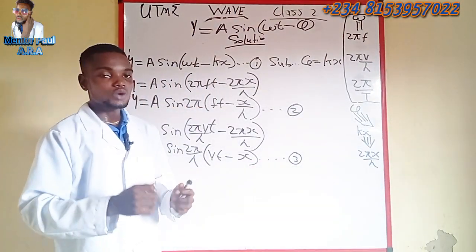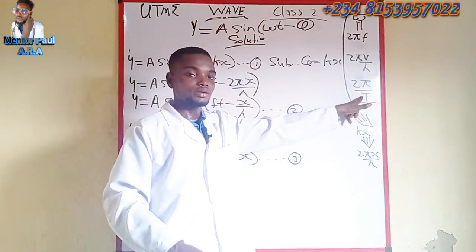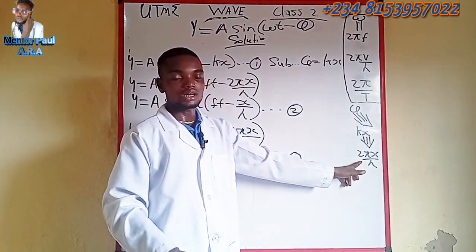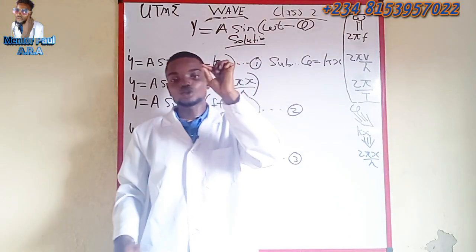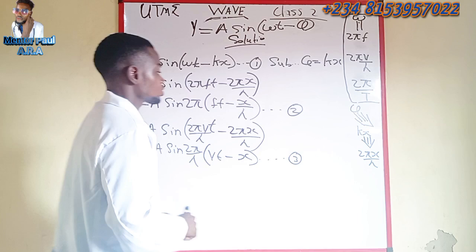Hope you understand. Now the last one, we are going to assume the angular velocity to be 2 pi over period, and then we use this other one, which is what? The phase angle. I want you to try that in your book. Pause this video for a minute. Okay, all right, let's continue.